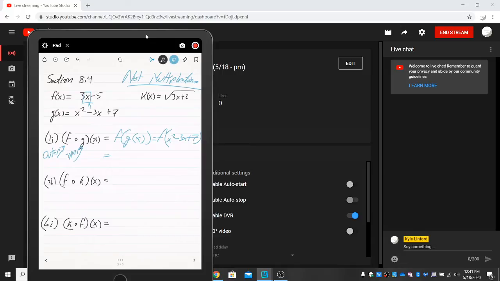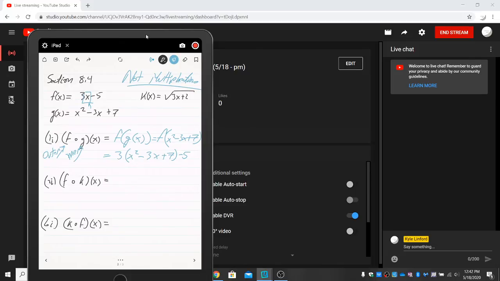So here's the function f, 3x minus 5. But wait a minute. Every time there's an x, I have to plug in what g is. x squared minus 3x plus 7. So there I go. I just plugged that in, and of course I have to have a minus 5 to finish it off. But this is the function f where I've plugged g in for x, okay? You can see this is the inner function that was plugged into the outer function.